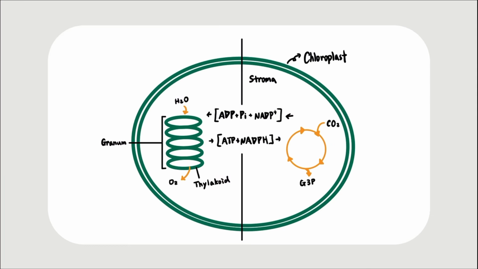Alright, here's the big picture again. Light reactions happen in the thylakoid membrane. They make ATP and NADPH. The Calvin cycle happens in the stroma. It uses that energy and CO2 to make sugar. Oxygen comes from water being split, and not from CO2 or any other places.